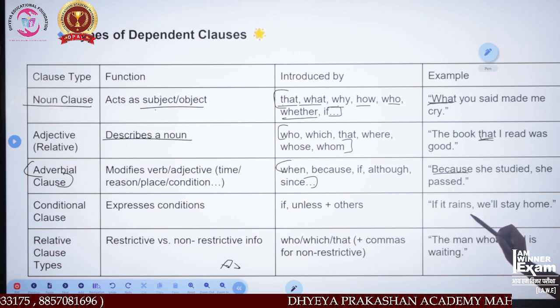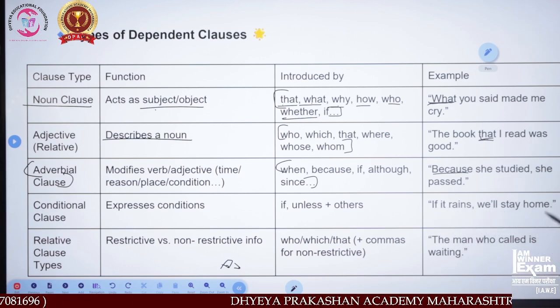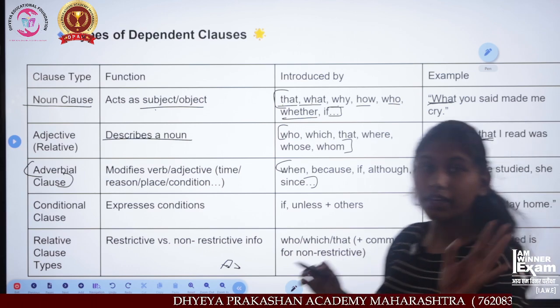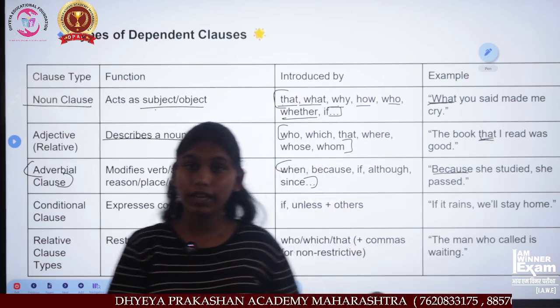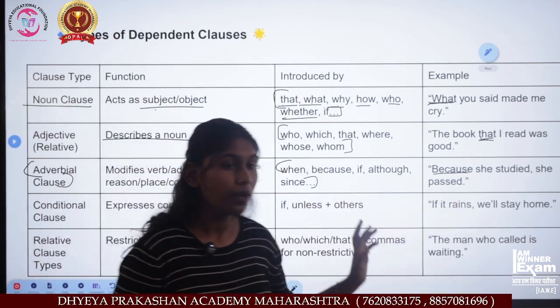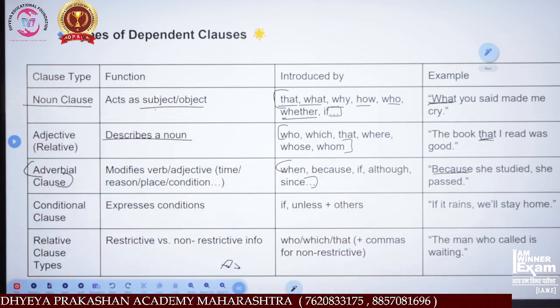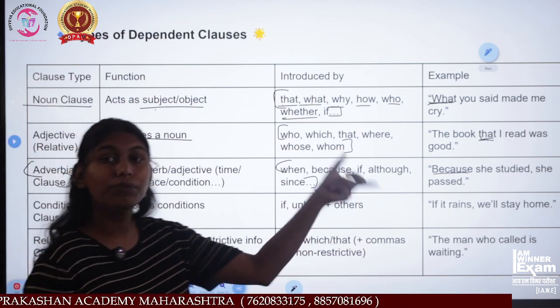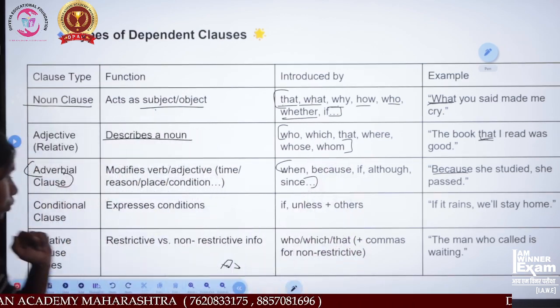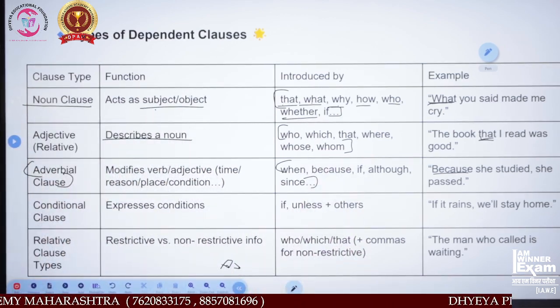Then, if it rains, we will stay home. Now this is a condition. If it will rain, then we will stay home. But we will stay home if it rains, otherwise no, okay. So it is known as conditional clause.